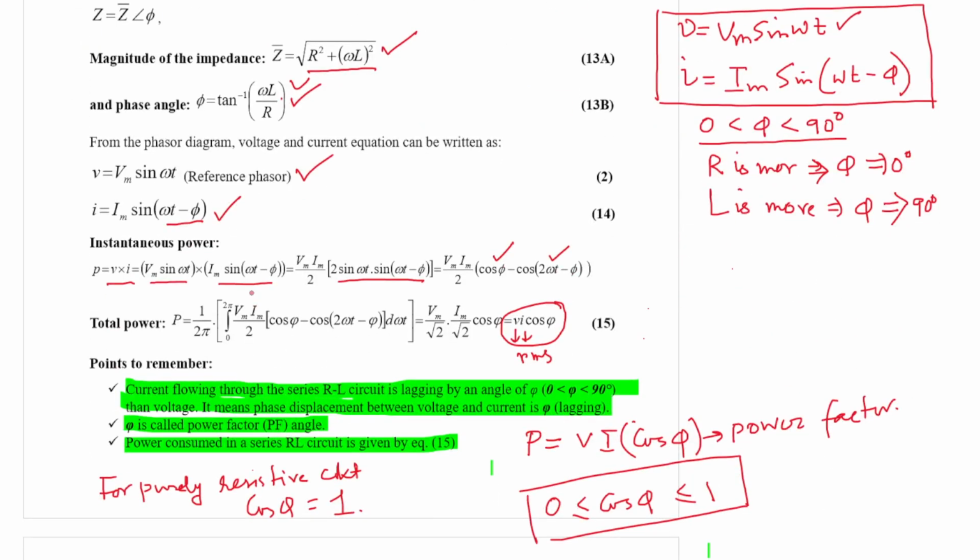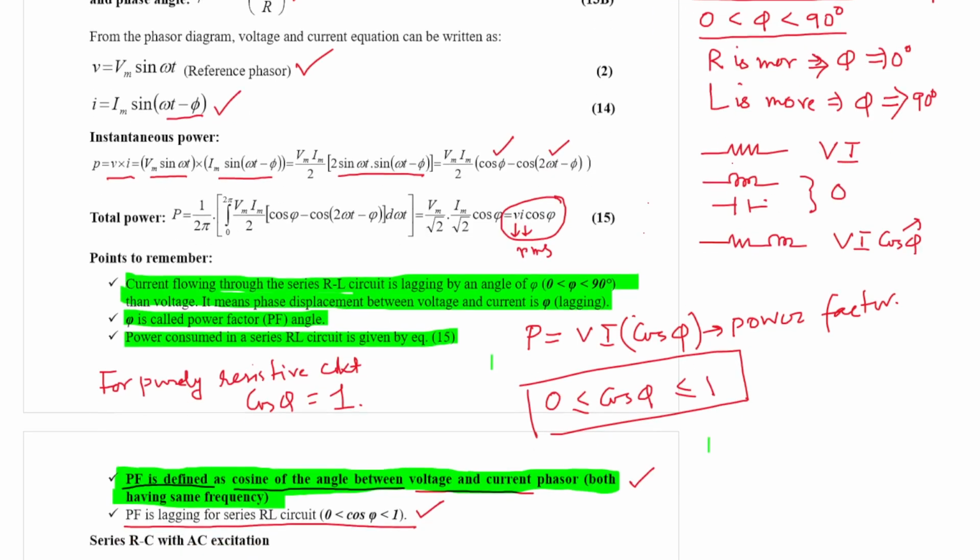From the power equation, we have evaluated that the total power is VI cos phi. What we studied previously: if R is there, then power is V into I. If L or C is there, there should not be any power. However, when R and L are both there, the power is given by VI cos phi. That is why it is called power factor. A fraction of the power is available due to this term. It is scaling the power. That is why it is called power factor.